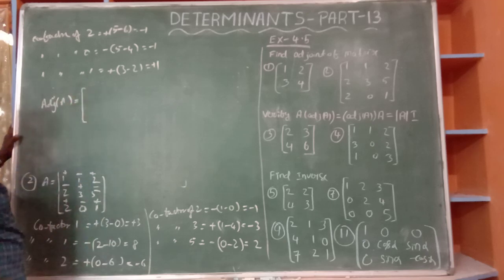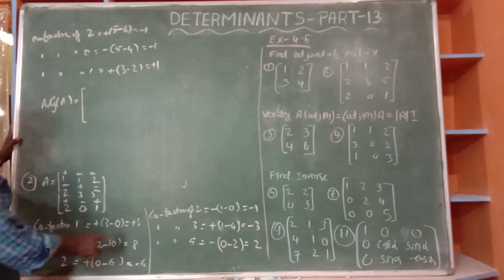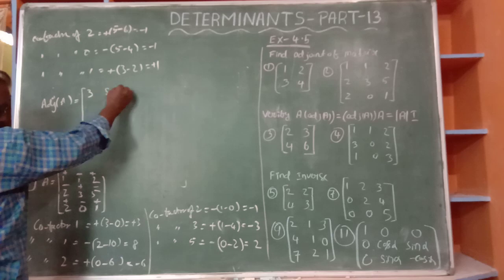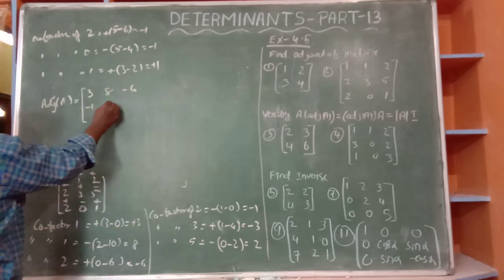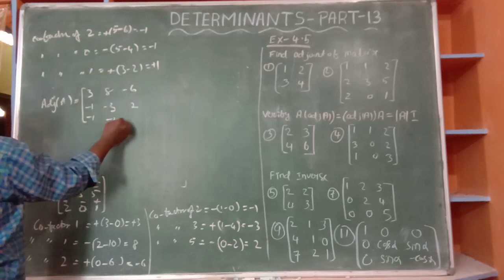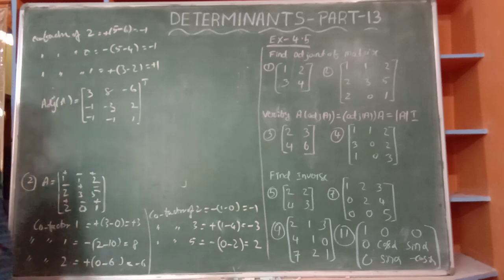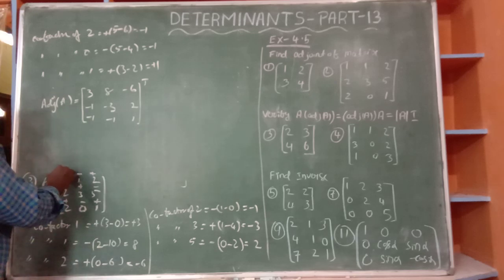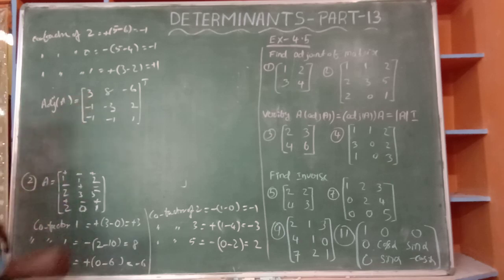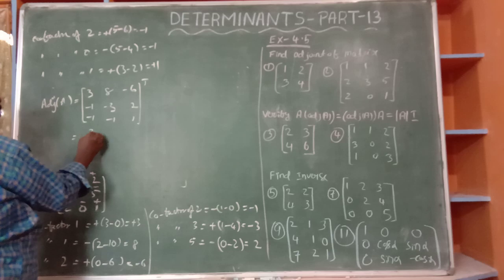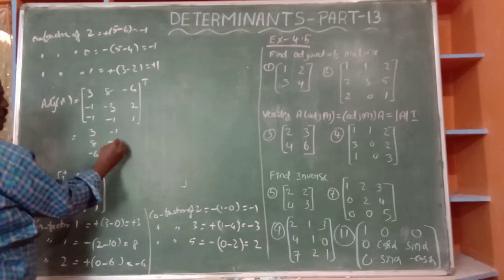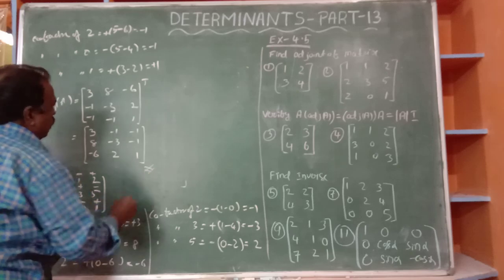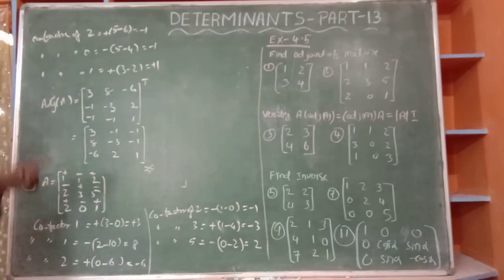The adjoint of A: you replace the elements of the given matrix by their corresponding cofactors. That is, 1 is replaced by 3, 8, minus 6, and minus 1, minus 3, 2, and minus 1, 1. And then transpose. Don't forget this transpose. Simply we replace the elements of the given matrix by the corresponding cofactors, now transpose it. The notation is there. That is 3, 8, minus 6; minus 1, minus 3, 2; minus 1, 1. So this is the adjoint of the given 3 by 3 matrix.